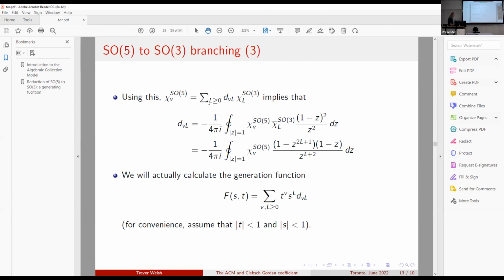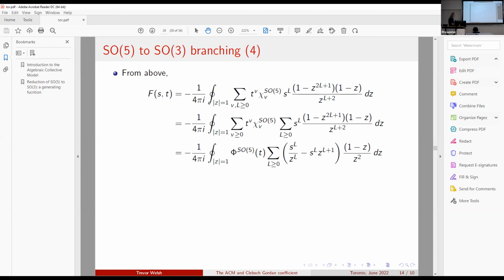We're going to substitute this expression into here, and see if we can do some manipulations to actually calculate this generating function explicitly. Doing that substitution gives us this expression. You see we've got the sum over V and L in here, and it's only these two terms that involve V, so that's split off there. And it's just these terms that involve L, so that's been split off there.